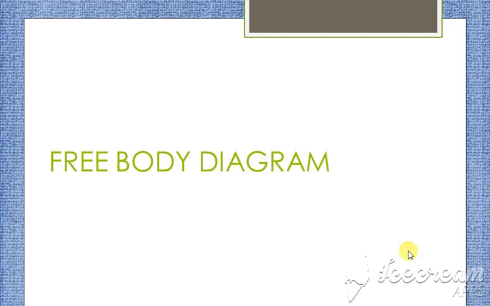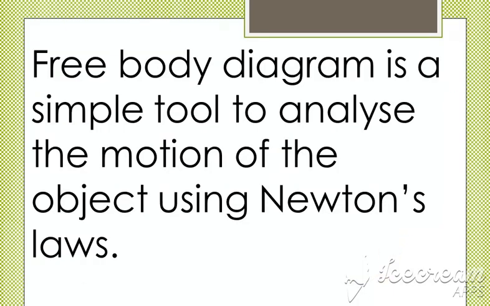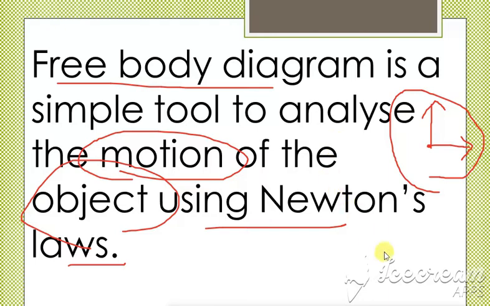A free body diagram is a simple tool which is used to analyze the motion of an object using Newton's law. So we are going to use Newton's law and analyze the object, whether it is moving in the x direction or y direction, whatever direction it is, and how it is moving. If we analyze all that, that gives a free body diagram.